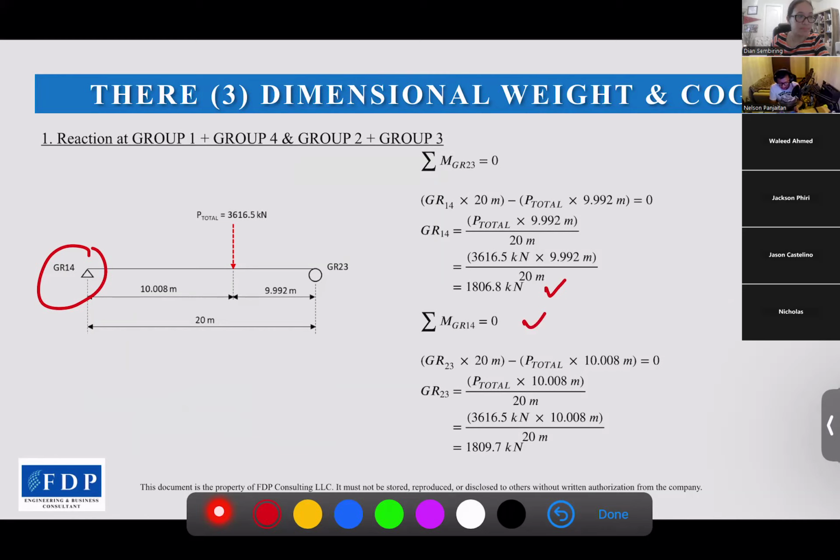Same with group 2-3. We use the total moment acting on group 4: group 2-3 times 20 meters minus P total times 10.008 meters. Then we get group 2-3 is 1809 kilonewton. After that, we continue with the distribution.